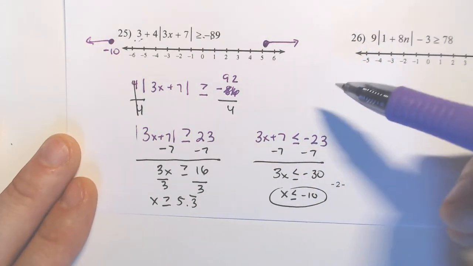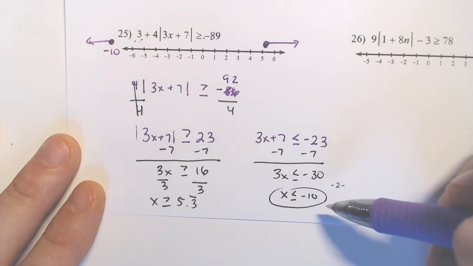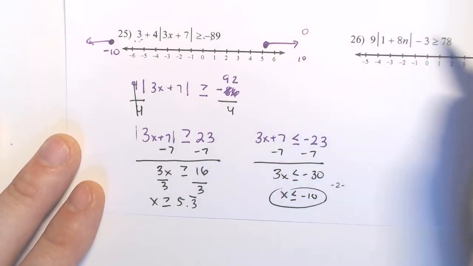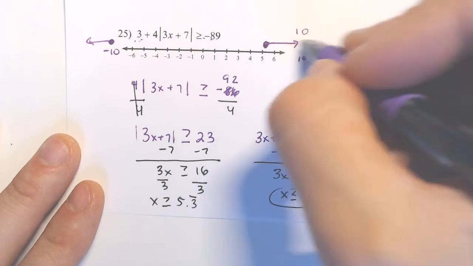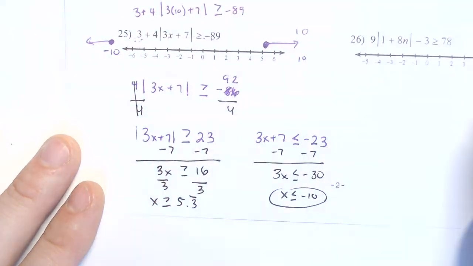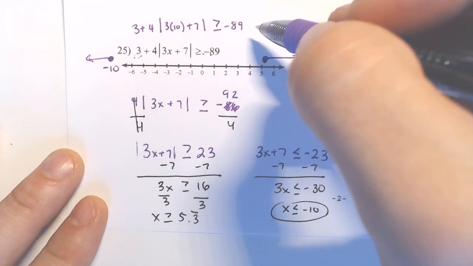And I would still recommend plugging in a number to make sure it makes sense. To keep it consistent, let's plug in 10 over here. Let's test out the number 10 because 10 is in this zone. 3 plus 4, blah, blah, blah. That's a lot of math. 3 plus 4, absolute value 3 times 10 plus 7 has to be greater than or equal to negative 89. This feels like it's going to be right because negative 89 is negative and everything over here is positive. But let's just confirm it.